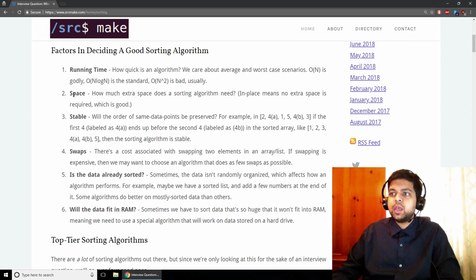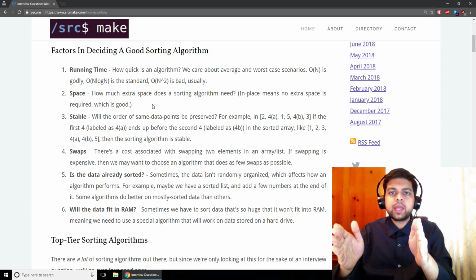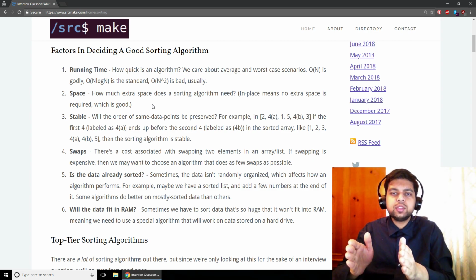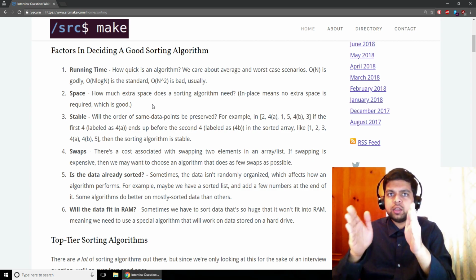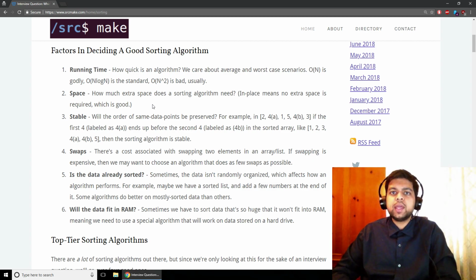So the next factor that we care about is space. How much space does a sorting algorithm need? In place usually means that no extra space is required, which is really good. So imagine you have an array to sort. Sometimes you might need to copy a whole other array full of data if you want to sort it. That's not really good in most situations. What would be really good is if, in the original array, you could just swap elements around and play within that array to actually get the sort done, because no extra space is required.